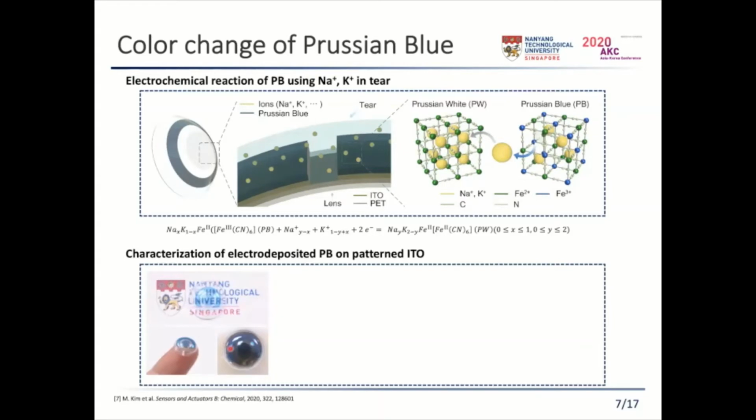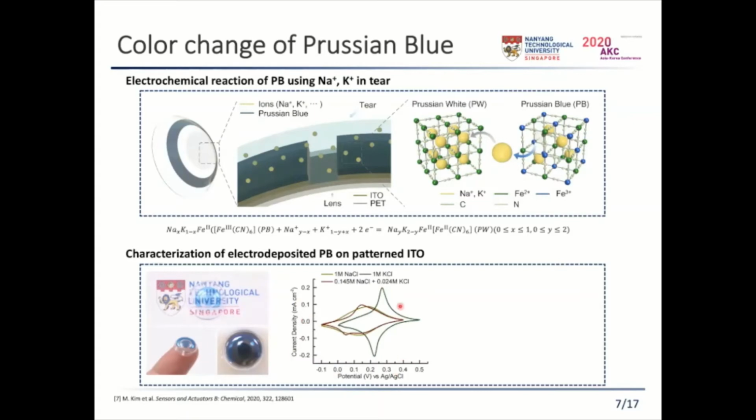The first figure shows well-deposited and patterned Prussian Blue on contact lens. The university logo is clearly shown under the blue color. From this cyclic voltammetric curve, the formal potential of Prussian Blue was consistent with the previously reported value in 1 M NaCl and 1 M KCl. In the mixed electrolyte, which has the same amount of sodium and potassium ions, two peaks were observed and shifted to lower voltage as a result of mixed electrochemical reaction with low concentration.